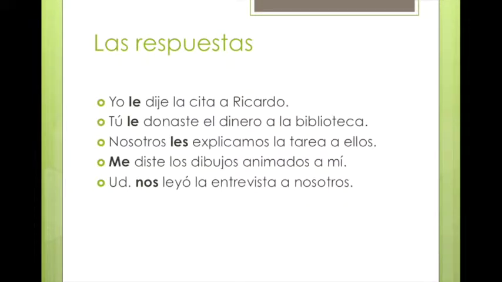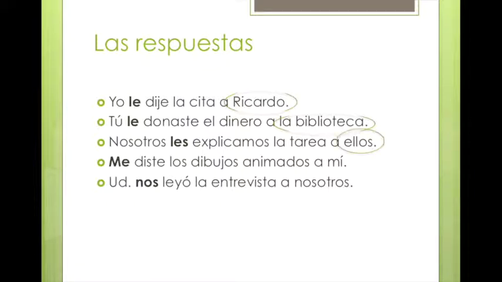So in your notes, you'll see what le refers to in each sentence. Le donaste el dinero a la biblioteca, you donated the money to the library. What did you donate? The money. That's the direct object. To whom or to what did you donate it? The library. So we complement it with le and put le out front. Nosotros les explicamos la tarea a ellos. We explained to them the homework.